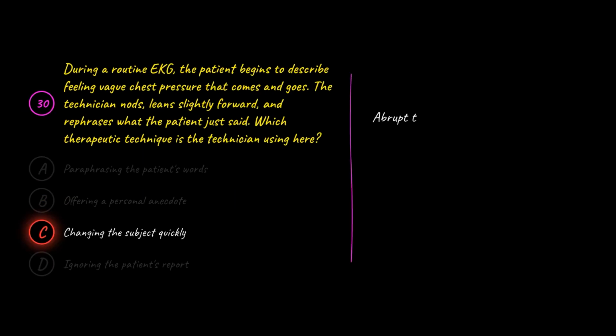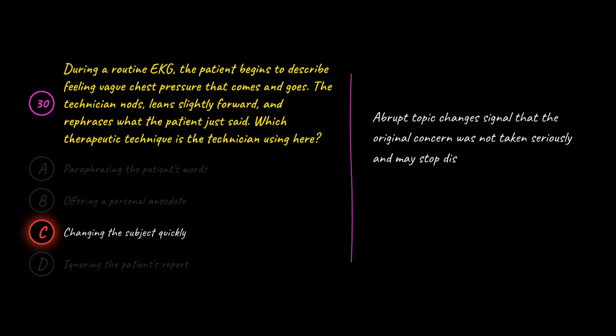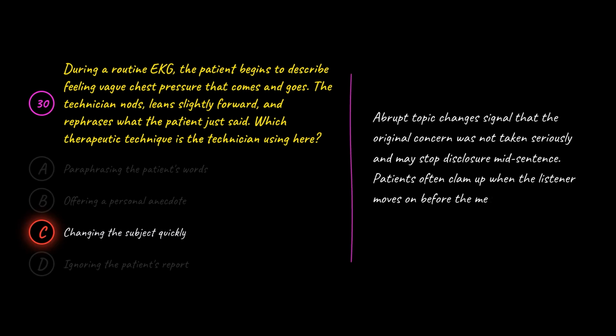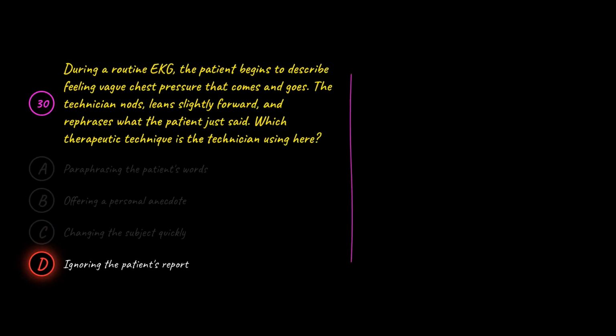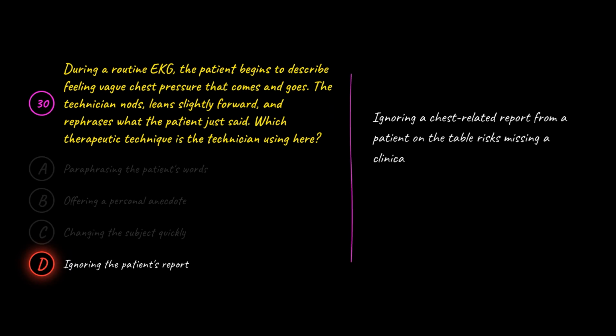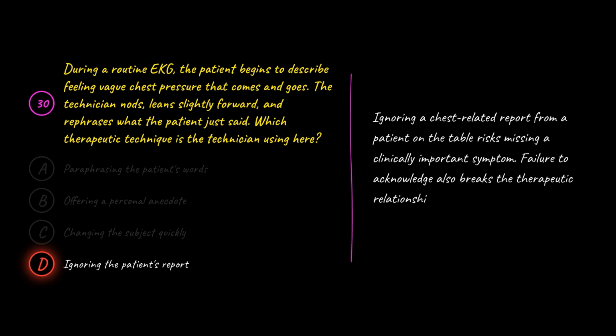C is wrong because abrupt topic changes signal that the original concern was not taken seriously and may stop disclosure mid-sentence. Patients often clam up when the listener moves on before the message has been acknowledged. D is wrong because ignoring a chest-related report from a patient on the table risks missing a clinically important symptom. Failure to acknowledge also breaks the therapeutic relationship and discourages further reporting during the test.